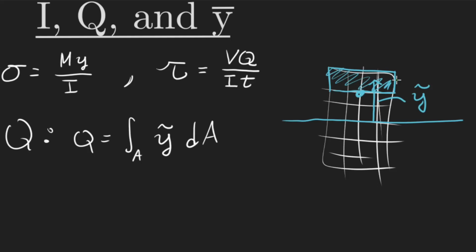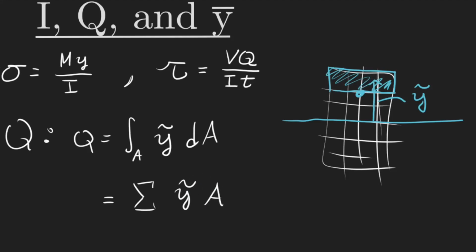And because I know that's the centroid, I could just turn this into a sum. In this case it wouldn't even be a sum, because we would just have y tilde times the area of this single rectangle. But if it's broken up into chunks where you can just add it up like this, then you do your y times your A for each of these areas.